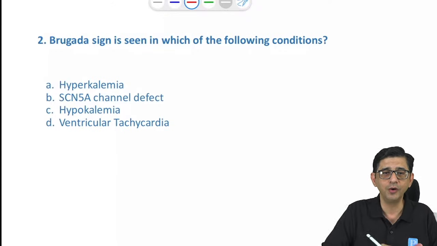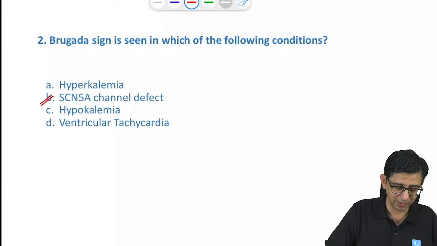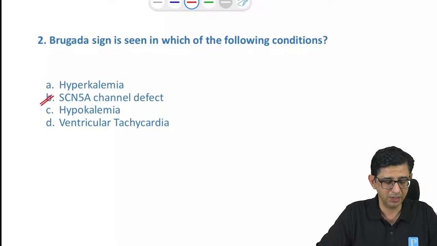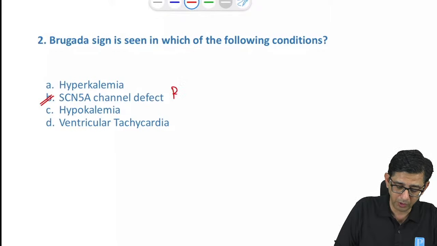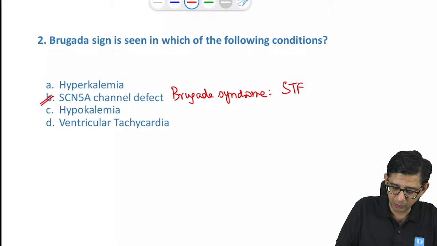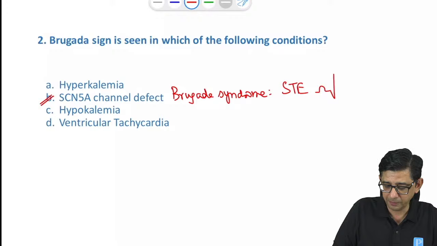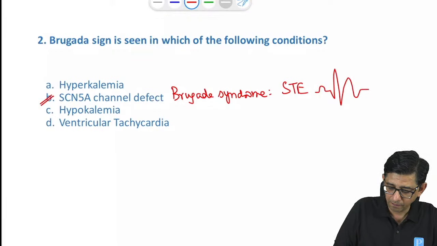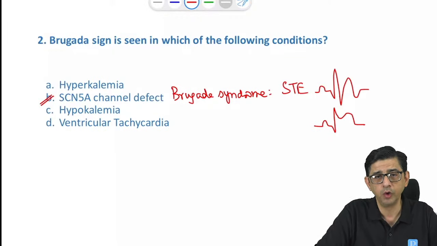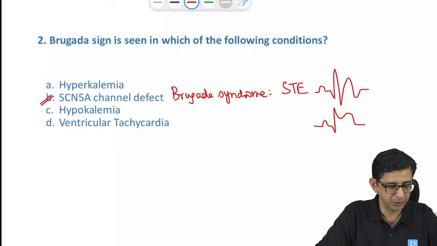It's not Brugada syndrome, guys. It's not Brugada syndrome. Brugada sign is a feature which is SCN5A, and we are not talking about Brugada syndrome. Brugada syndrome will be having that ST segment elevation that we have talked about in session one. That is the coved pattern or that biphasic wave that I had described earlier. So now, let's look at the remaining options in this particular question. In fact, there are two very close options that we need to work out for Brugada sign.